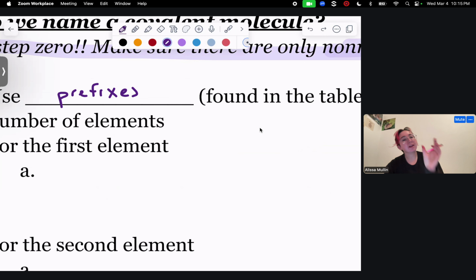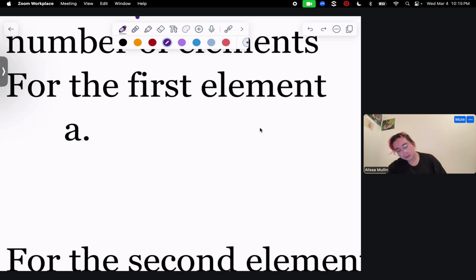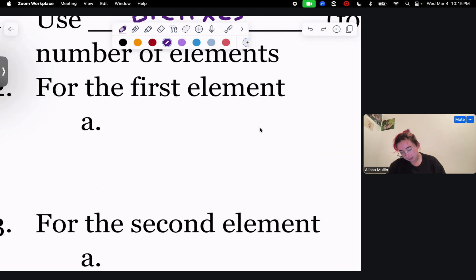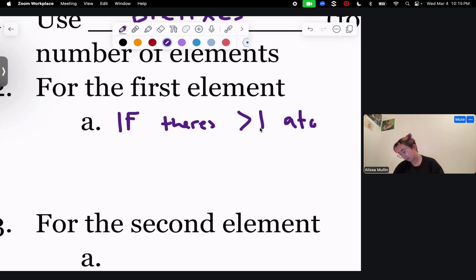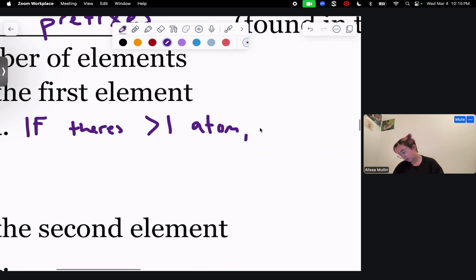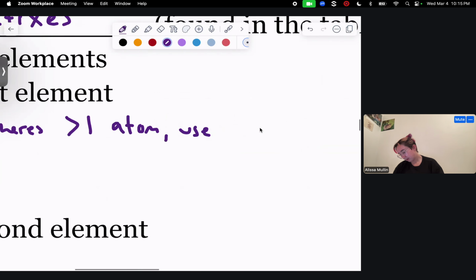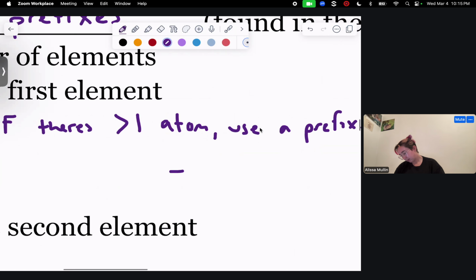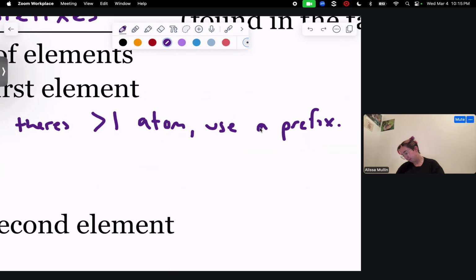So a prefix is like a thing you put at the beginning of a word. So there's rules, of course. Again, it's on your naming chart. For the first element, if there's more than one atom of the first element, use a prefix. And then we're just going to say our element's name.